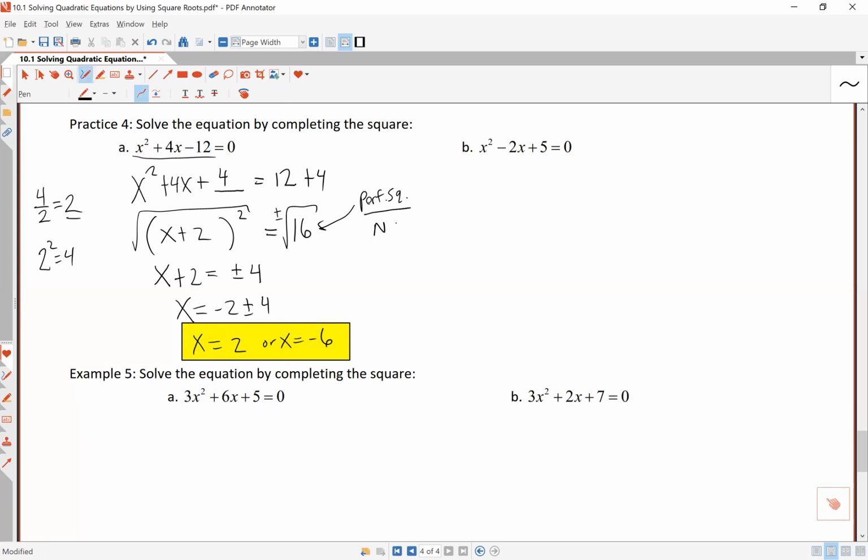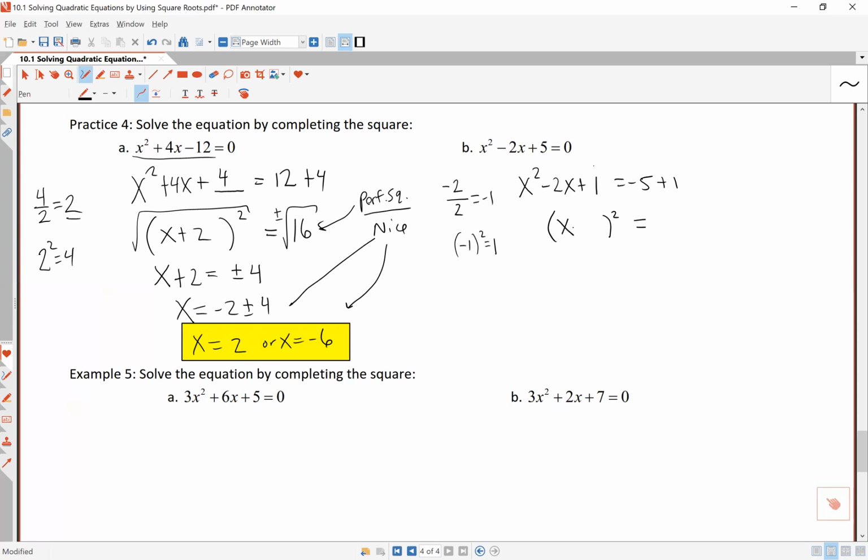Perfect squares yield us some nice looking solutions, nice rational numbers. Letter B, we subtract 5 from both sides to get the x squared and the negative 2x by itself. We divide the coefficient of x by 2, which gives us negative 1. And then we square that number and get 1. And that's the piece that I need to add to make this a perfect square. But what I do to the left, I also do to the right.